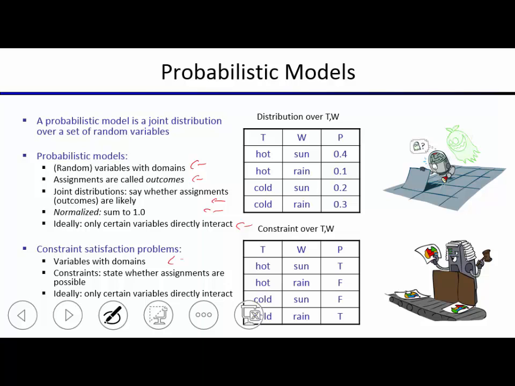CSPs also have variables with domains. There are constraints there, which is slightly different than probabilities, but it's quite related. It's in some sense saying what is possible, not possible, as opposed to what's more or less likely. And then ideally, also in CSPs, only small subsets of variables interact directly.